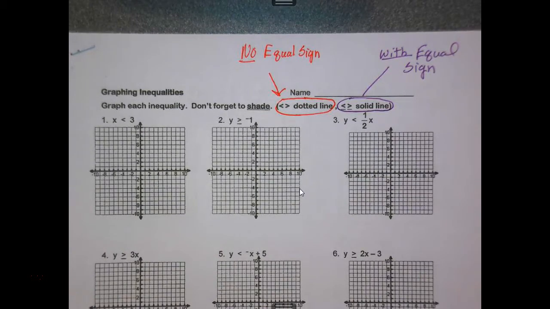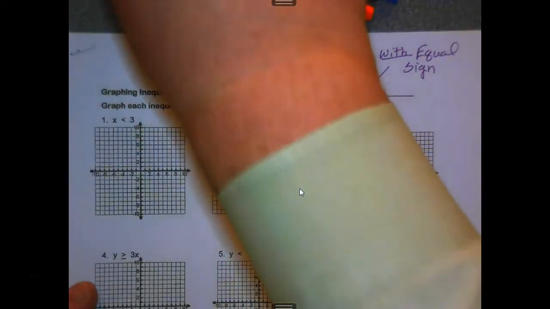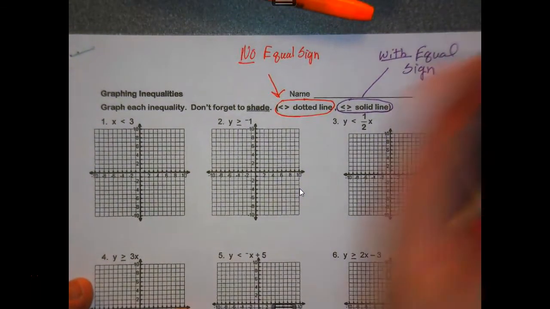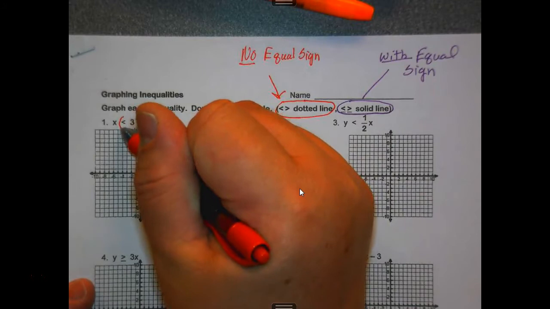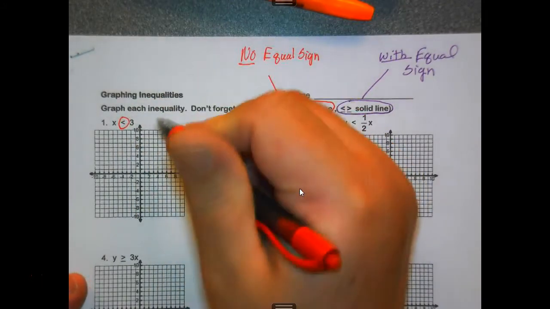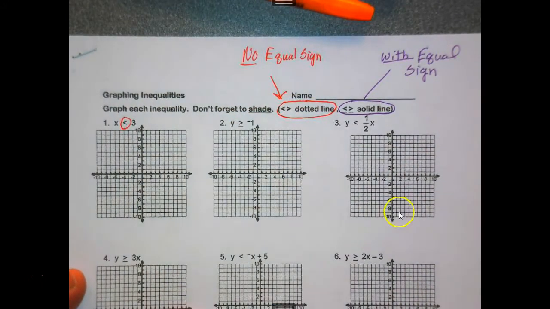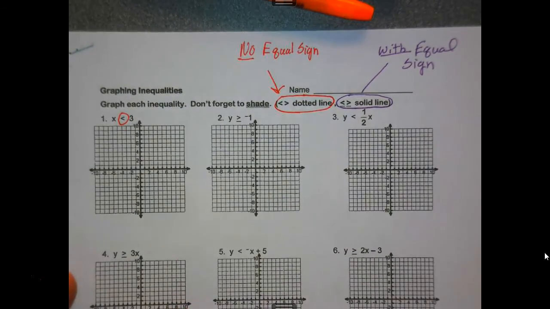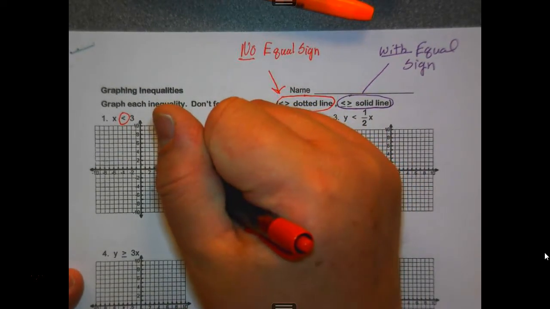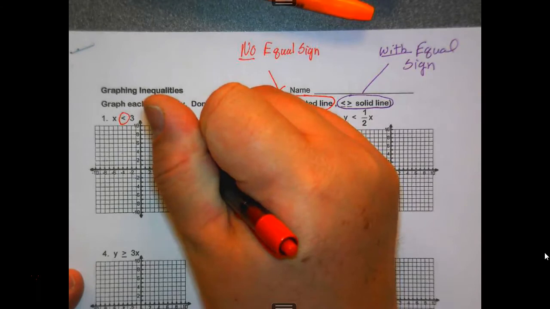What kind of line is x equals 3? Well, it's a vertical line, right? This does not have an equal sign with it, so it's a dotted line. And we're going to put a vertical line at 3, but make sure it's dotted because there's no equal sign.